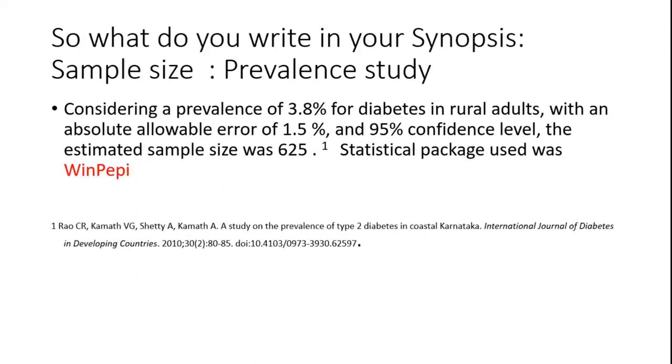Now, how do you write in your synopsis? In the sample size, how do you write? So let us say we have got a prevalence study. We say, considering a prevalence of 3.8%. For this, you have to refer to an article and you have to give the reference of the article at the end also. So considering a prevalence of 3.8% for diabetes in rural adults with an absolute allowable error of 1.5%, 95% confidence level, the estimated sample size was 625. The statistical package used was OpenEpi, depending upon whatever package you are using. This is what you are going to write in your synopsis. So for sample size calculation, you can come to our department and then we'll help you out with this.